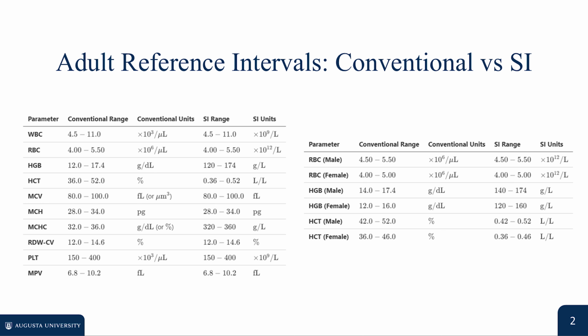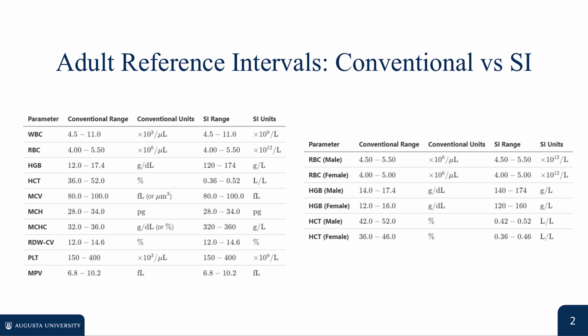Hematocrit follows a similar pattern, spanning 42.0 to 52.0% in males, reported in SI as 0.42 to 0.52 liters per liter, and 36.0 to 46.0% in females, or 0.36 to 0.46 liters per liter. The calculated red cell indices remain uniform across sexes.